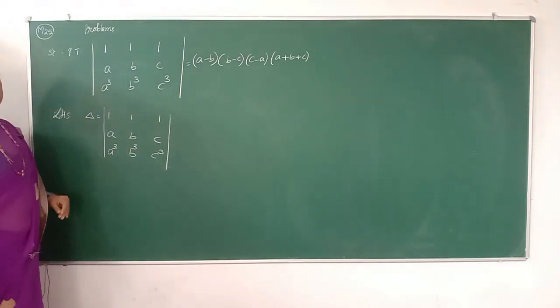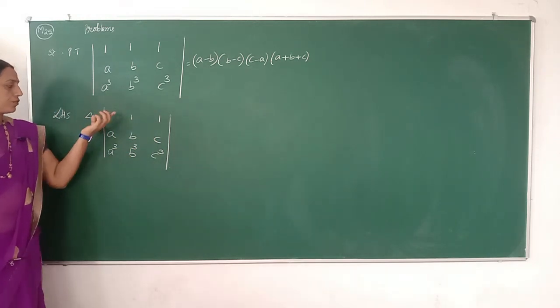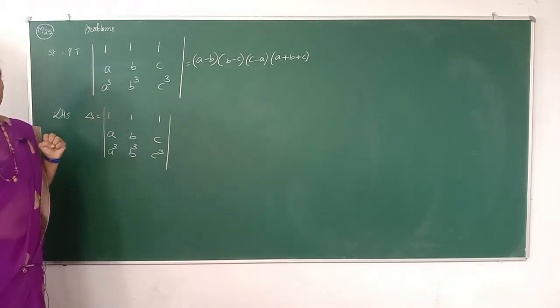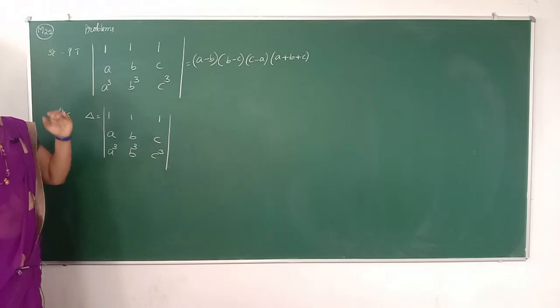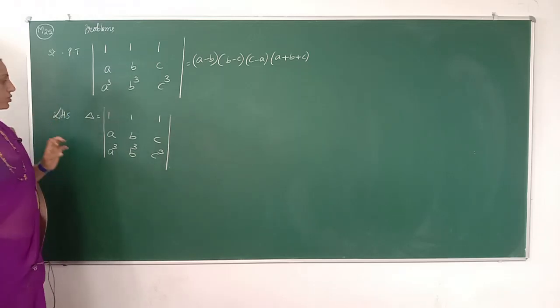Now, what are the elements of the determinant? First we will observe whether there are any common factors. In which row or column there are some common factors, first check that.